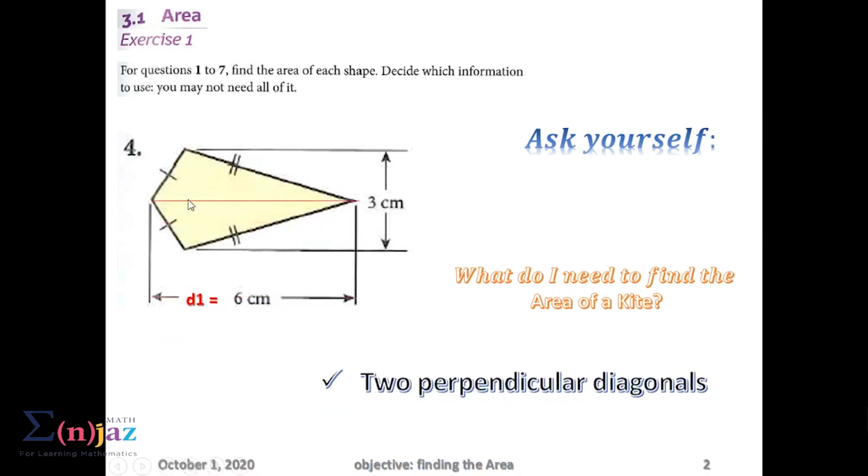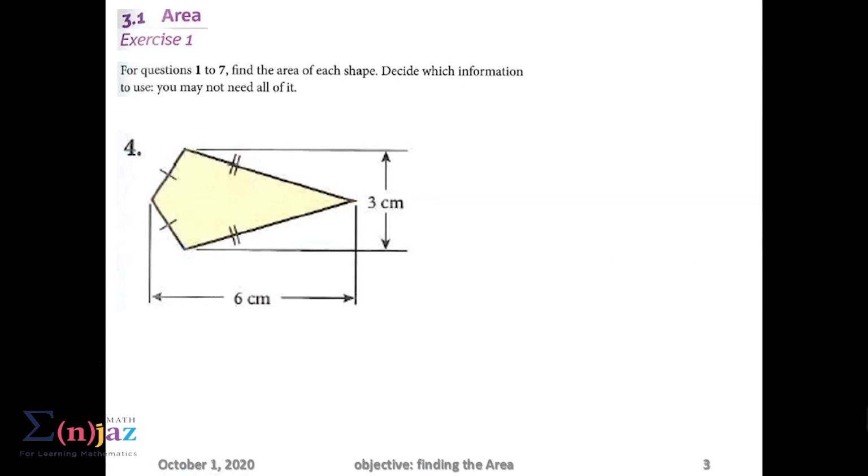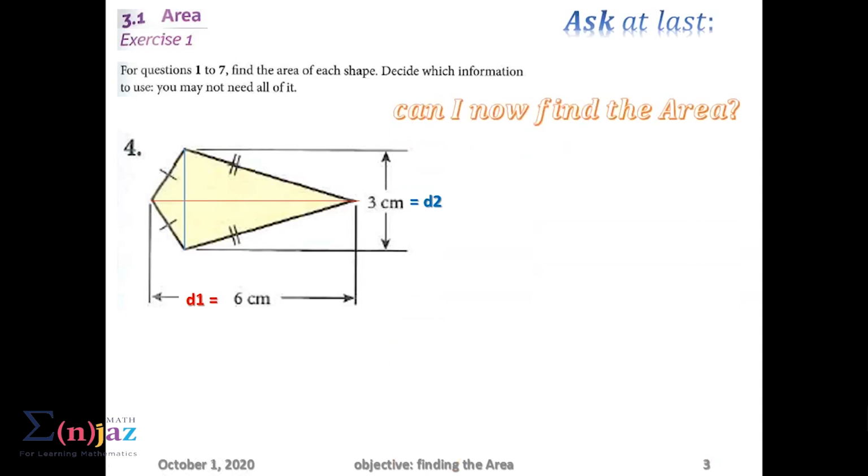So, this is the horizontal diagonal, or we can call it D1, and this point, this is the opposite point to it, and if we connect between them, this is the vertical diagonal or diagonal 2. So diagonal 1, the length of it is 6 centimeter in this example, and diagonal 2 or the vertical diagonal, which is 3 centimeter in this example. Now, you ask yourself at last, can I now find the area of this kite?